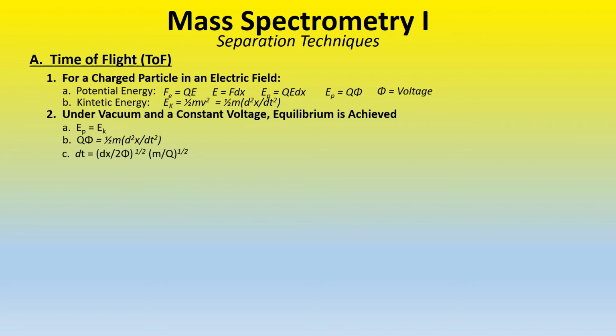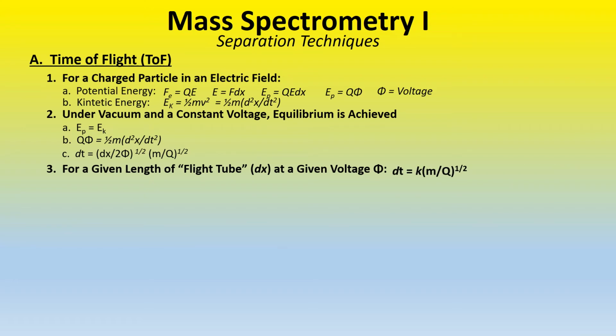You can extract time. The amount of time it will take a charged particle to travel a certain distance is that distance divided by twice the voltage to the 1/2 power times m over q to the 1/2 power. This winds up being a constant. For a given length of flight tube, dx, at a given set voltage, dt simply winds up being a constant, m over q to the 1/2.